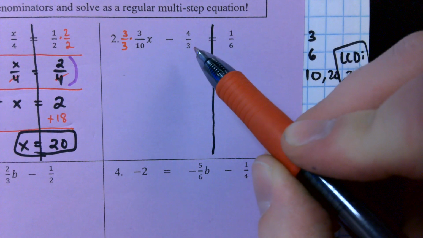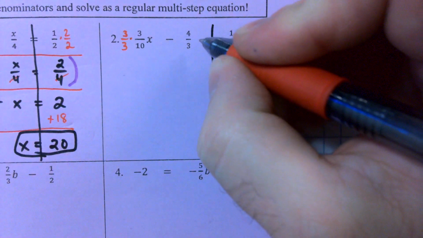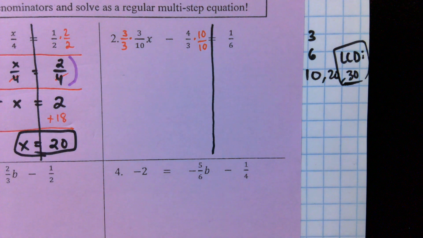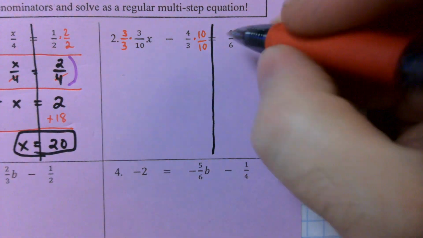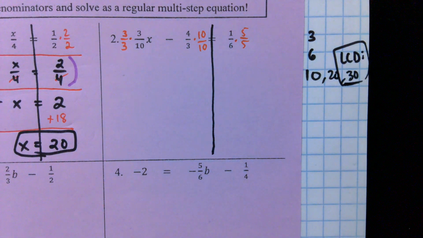If I have a 3, what can I multiply 3 by to give me 30? 10. But I can't just multiply the bottom. I have to multiply the whole fraction by 10 over 10. Finally, what can I multiply 6 by? 5 over 5. So again, I'm stretching out each of these terms, or magnifying each of these terms at different degrees, so that they're all on the same page.